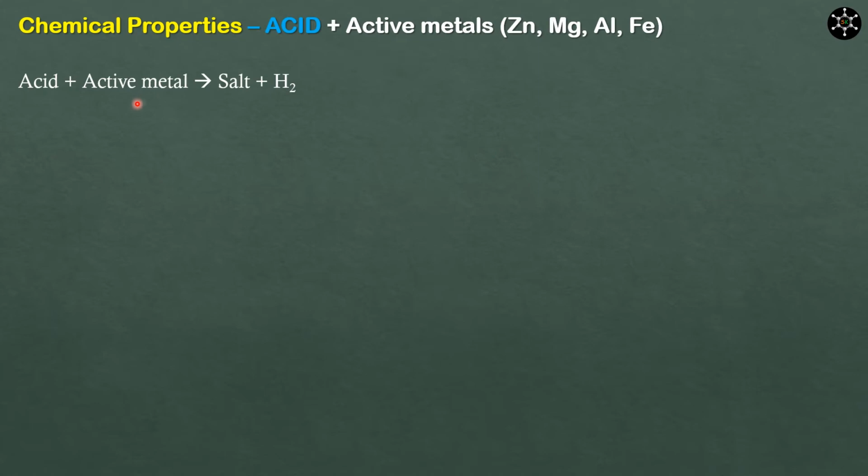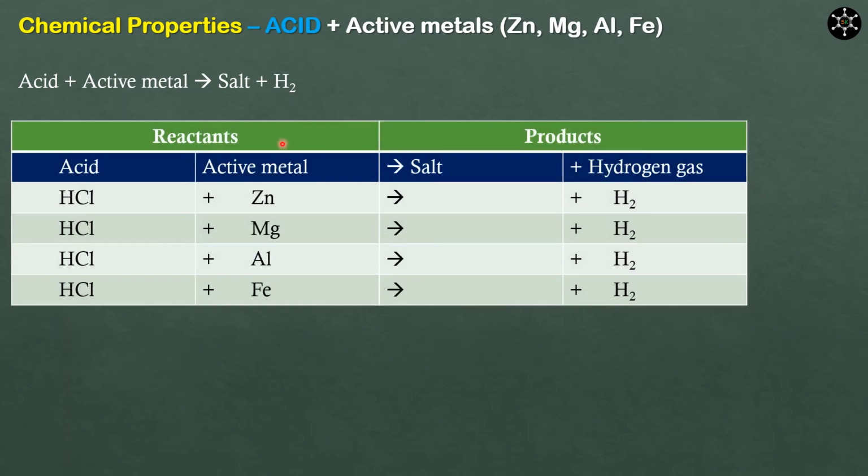Acid reacts with active metals like zinc, magnesium, etc. to give salt and hydrogen as products. The released hydrogen gas can be collected and tested. When a burning candle is brought near this hydrogen gas, it burns with a pop sound. Let us consider the reaction now.